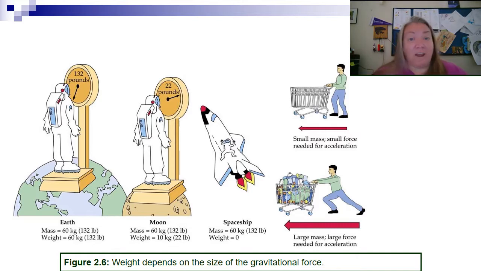Now, it turns out that gravity, the gravitational pull, depends on the size of the planet that you're standing on. So if you were to go to Jupiter, Jupiter's the biggest planet in our solar system, you would weigh a whole lot more than you do right now, even though your mass would be the same.